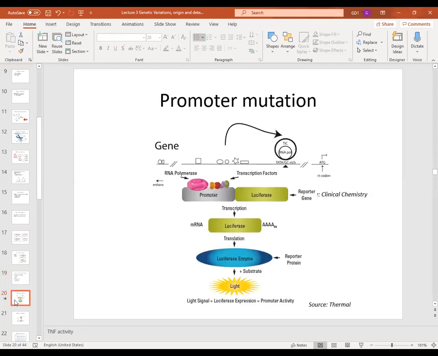Okay, here I want to introduce some technology for checking promoter mutations. How can we check a promoter mutation? That is related to my project before. I worked on the gene TNF, a very important gene. TNF stands for tumor necrosis factor, and it is very important for our immune system.